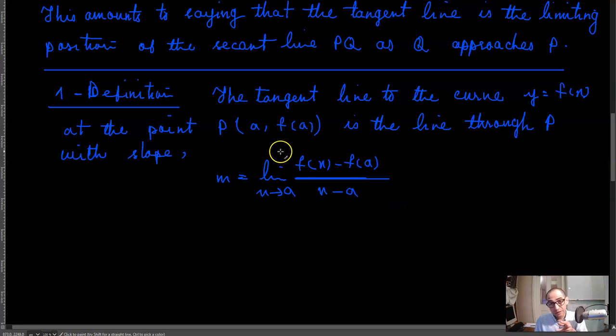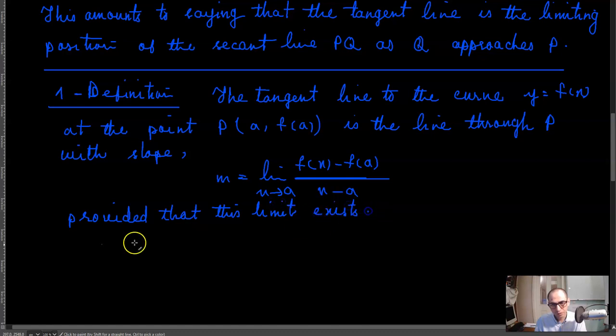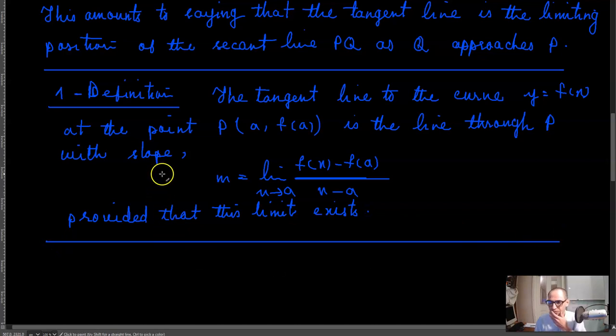And of course it is very important to mention that this holds provided that this limit exists. Sometimes this limit does not exist, right? So now you need to understand why the definition is written this way, what is behind that, so that you can work with it.